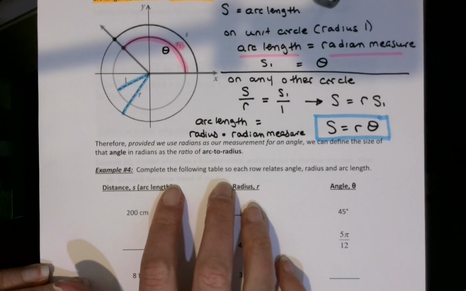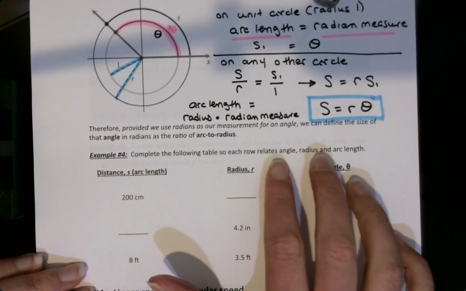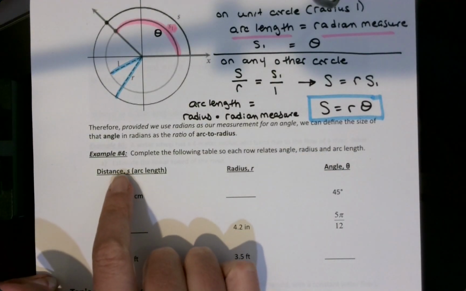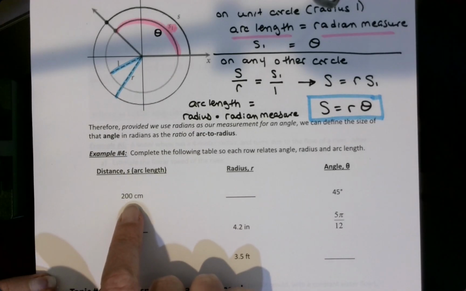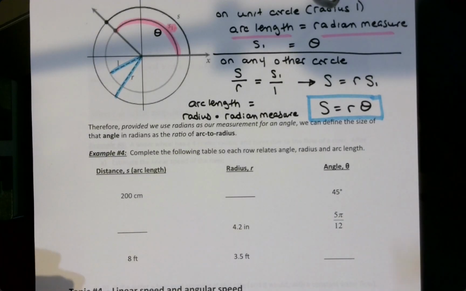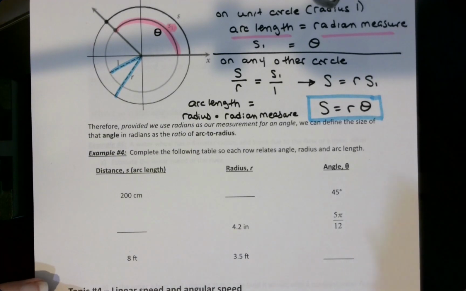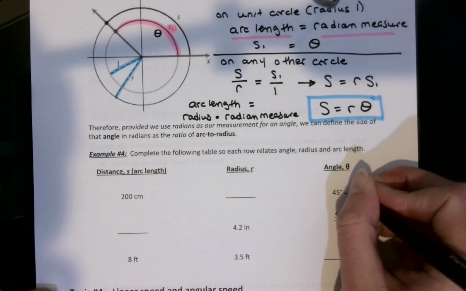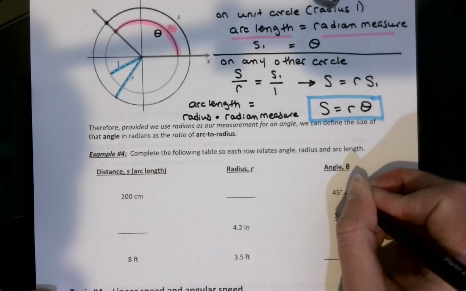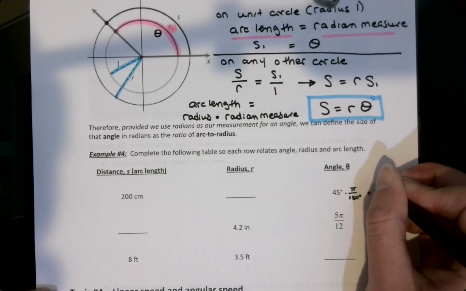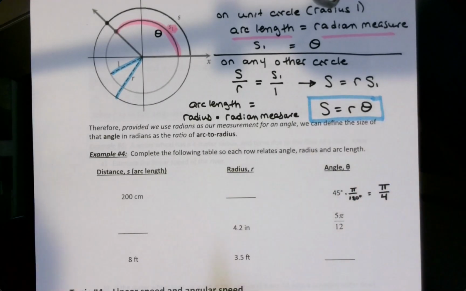So we're going to compute this table so that each row relates the angle, the radius, and the arc length. If my arc length is a distance of 200 centimeters and my angle is 45 degrees, I need to convert this 45 degrees into radian measure because I must be in radian measure in order to work in terms of arc length here. So I'm going to multiply by pi over 180 degrees. And if I finished that computation, I would come out with a radian angle of pi fourths.